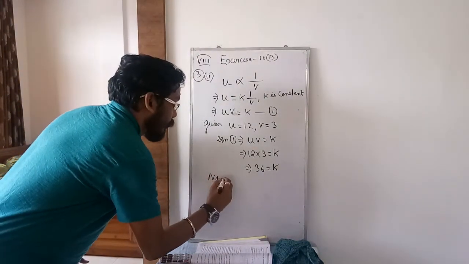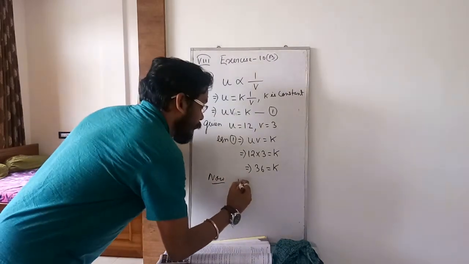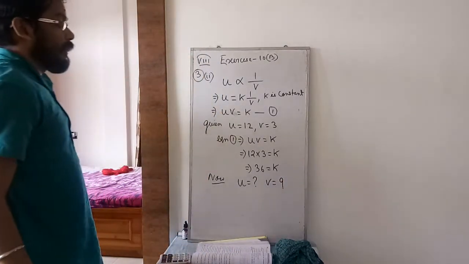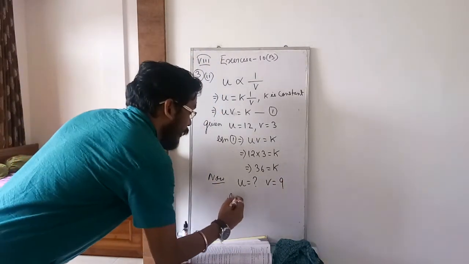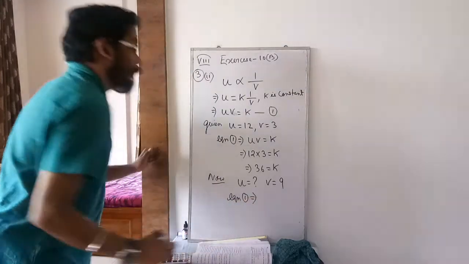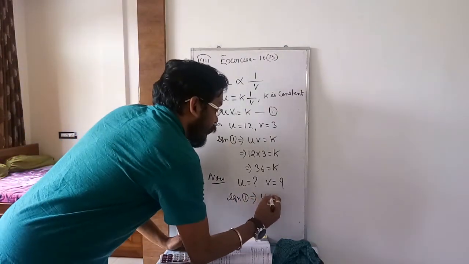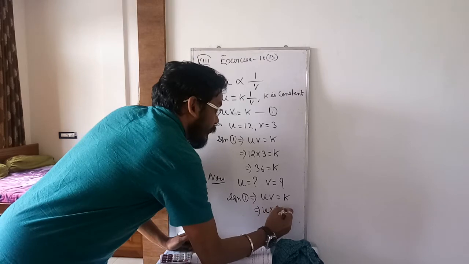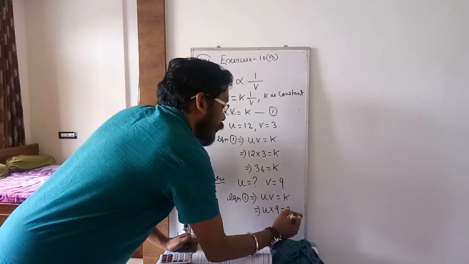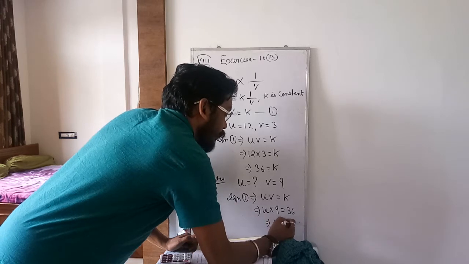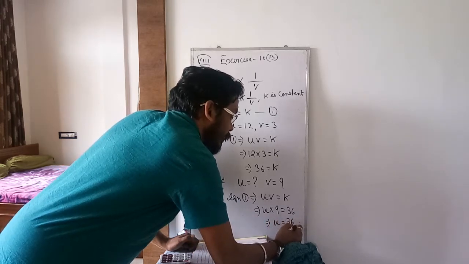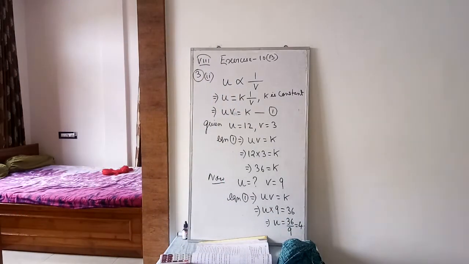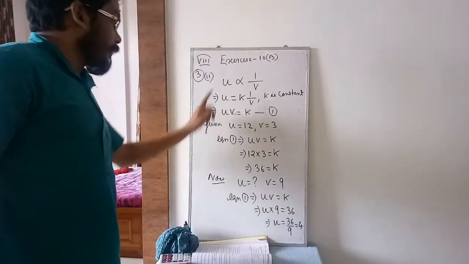Now what is given? You have to find the value of u, and the v value given is 9. V is 9. Equation 1 is uv equal to k. Here you have to find the value of u, v value given is 9, and the k value you got is 36. So u equals 36 by 9 equals 4. Take the screenshot. Take the screenshot of this part.